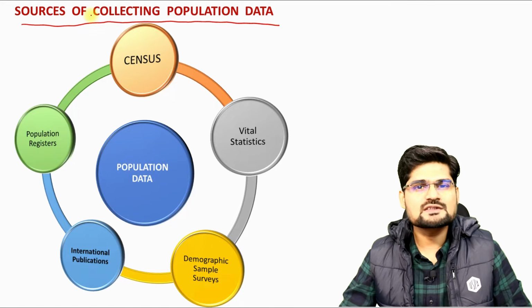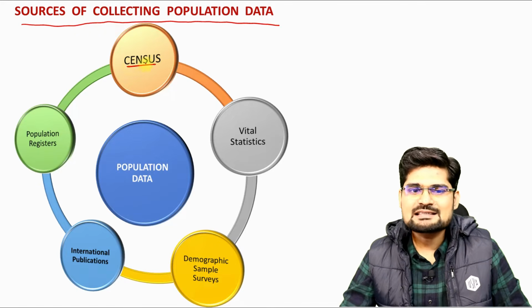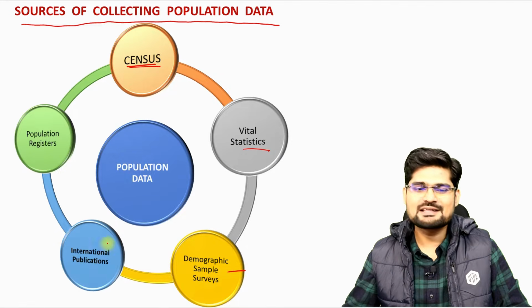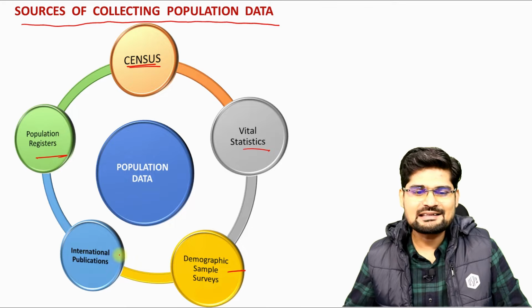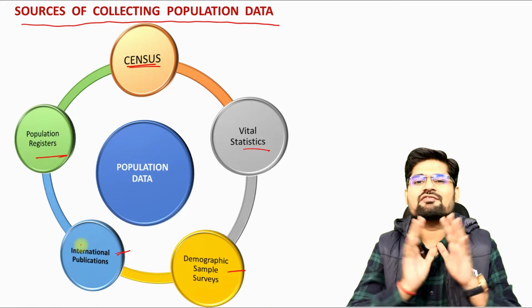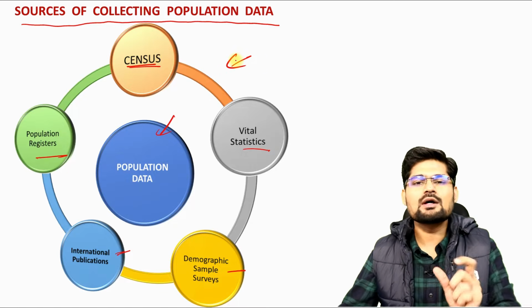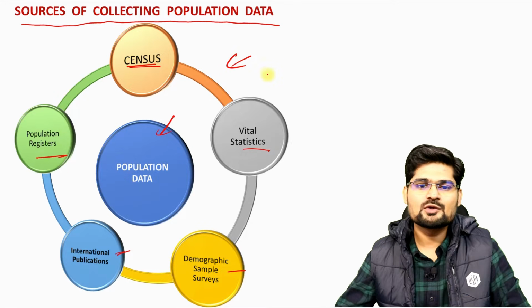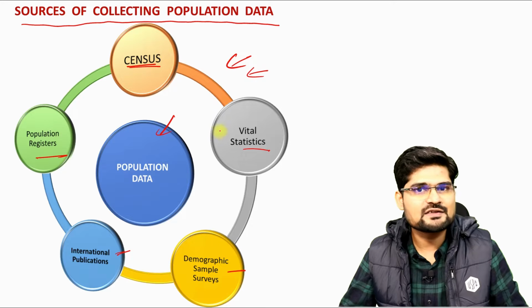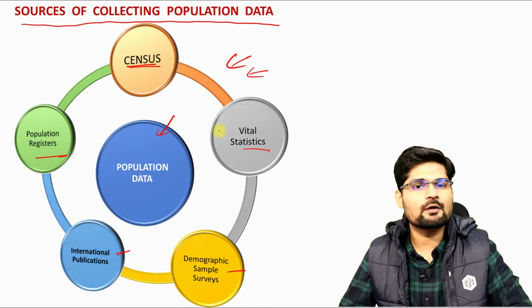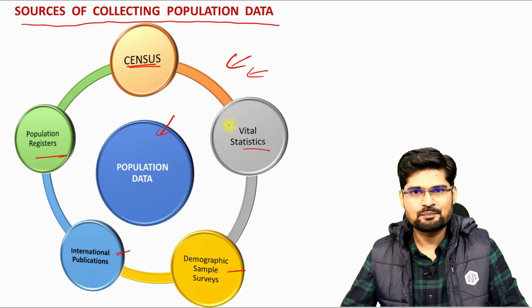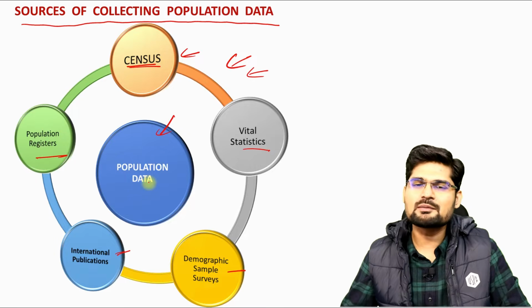What are the various sources across the world and India? Census is the prime source. Then we have vital statistics, demographic sample surveys, population registers and international publications. These are the 5 major sources for population data. So you can, in one particular diagram or flow diagram, remember this and understand it for yourself, what the 5 major sources of this data are. Now one by one we are going to learn about each one of them.